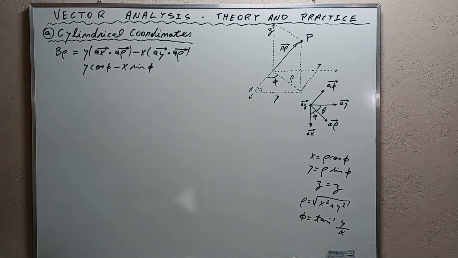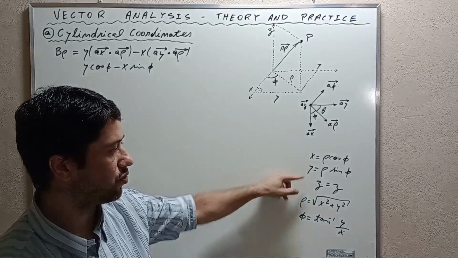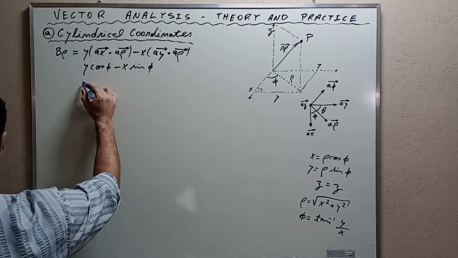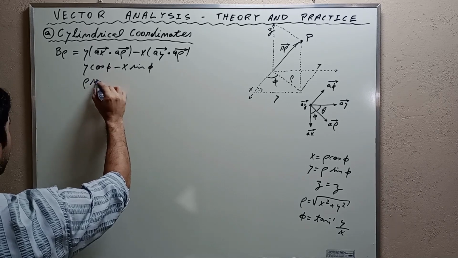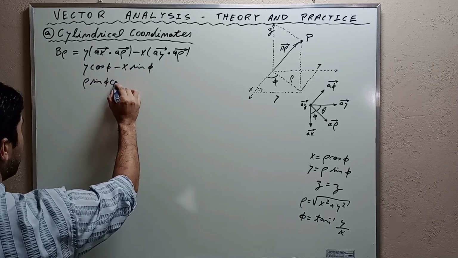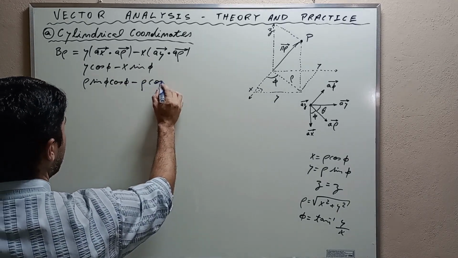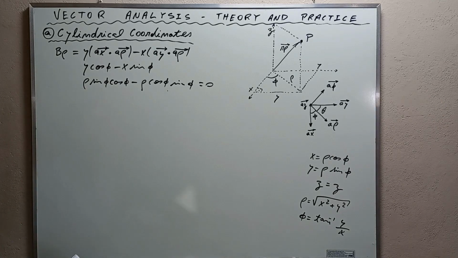And using this, that x is rho cosine phi and y is rho sine phi, we can express this in this way. Rho sine phi cosine phi minus rho cosine phi sine phi, and this is equal to 0. So the component of vector b in the rho direction is 0.